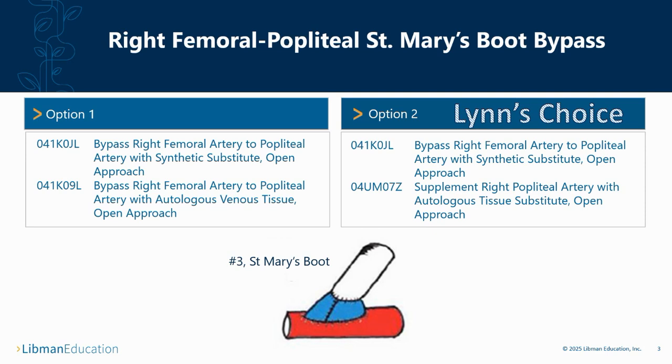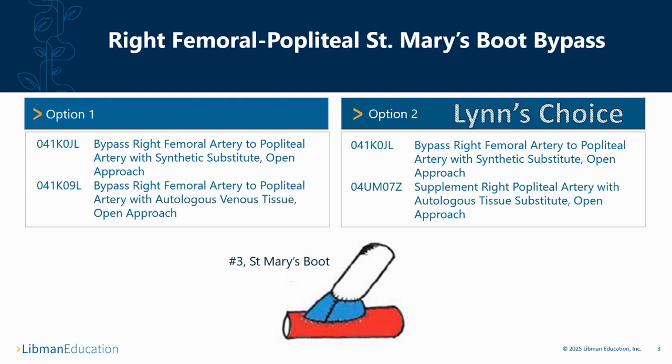Some coders believe that we should code two bypasses, one with a synthetic substitute and another bypass with autologous tissue, shown here as option 1. However, this seems to indicate that two separate conduits were connected between the femoral artery and the popliteal artery, and that's not really the case.